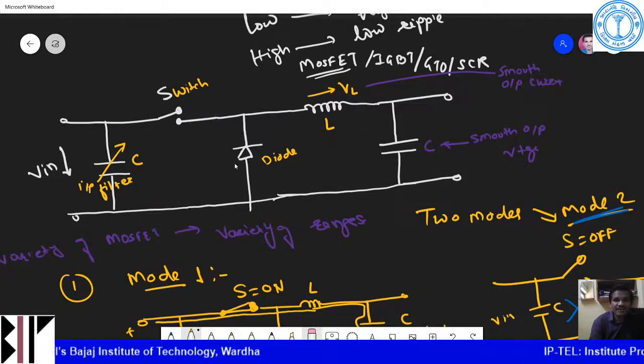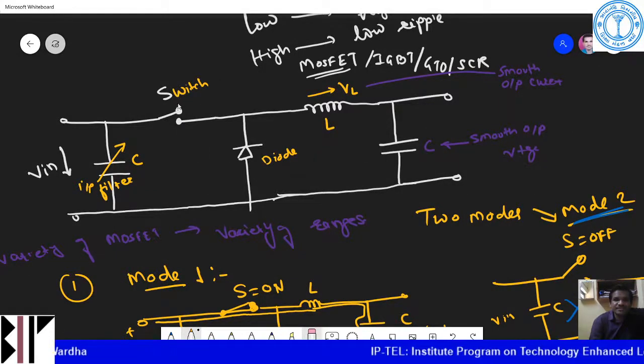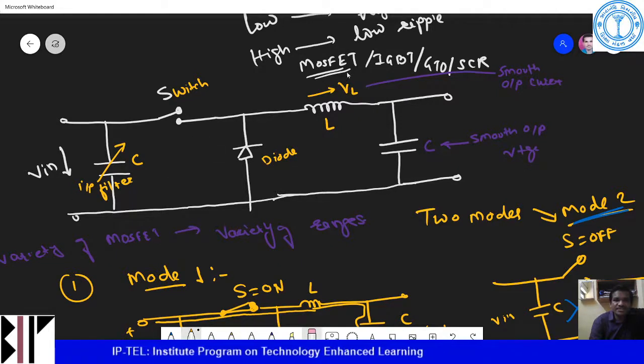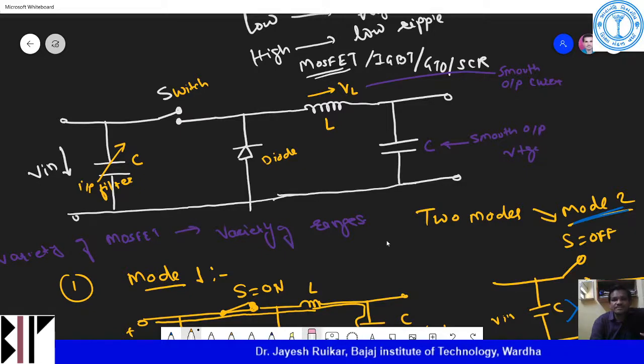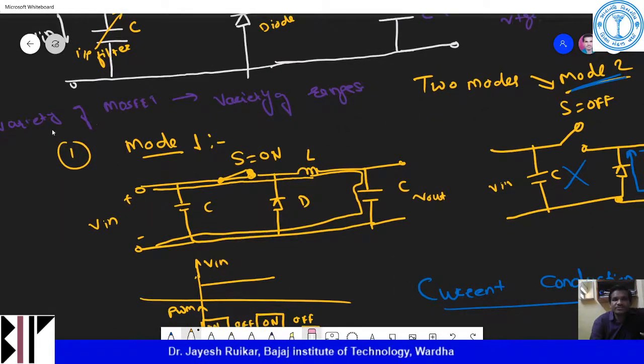Then this is the example of a buck converter. We have used a switch here, and then we have this capacitor, which is used to filter the input. The switch can be a MOSFET, an IGBT, a thyristor, or a GTO. The inductor is used here to get a smooth output current, and this capacitor is used to get a smooth output voltage. How to select the switch depends upon the variety of ranges.